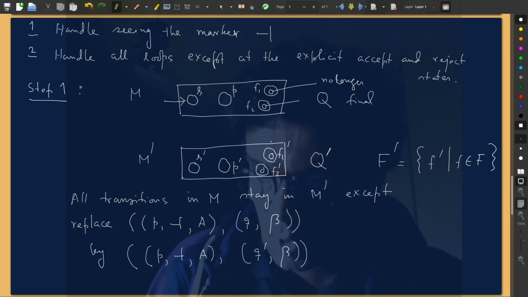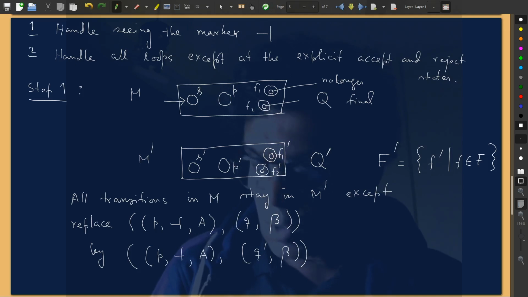So this copy essentially remembers that the end of input symbol is read. This copy remembers that the end of input symbol is not read. Without reading the entire input, including this end of input symbol, the machine cannot accept. So I have made these things.